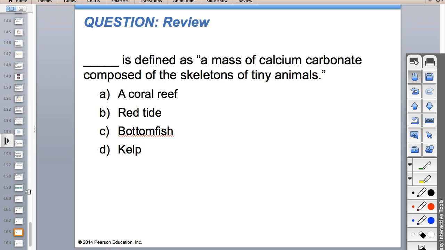A mass of calcium carbonate composed of skeletons of tiny animals. I have no idea what calcium carbonate is. I have never heard of that. Grant. Yay, you win.